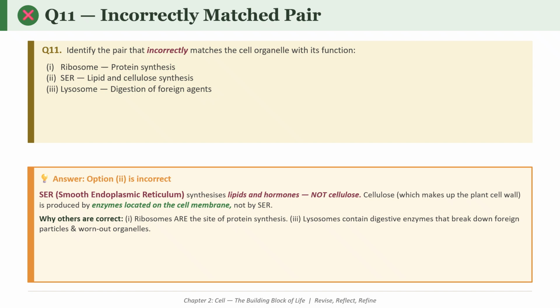Why are the others correct, children? Because ribosomes are the site of protein synthesis. So the first one is correct. And the third one, lysosomes contain digestive enzymes which break down foreign particles and worn-out organelles. That is why it is also correct. So the incorrect one is the second option.